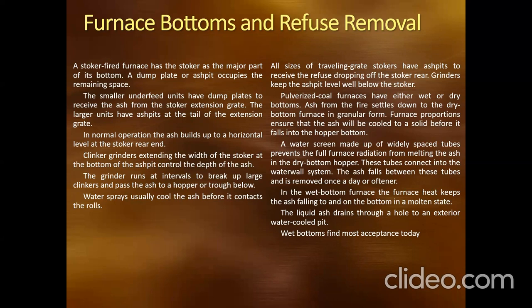Next, pulverized coal furnaces have either wet or dry bottom. Ash from the fire settles down to the dry bottom furnace in granular form. Furnace proportion ensures that the ash will be cooled to a solid before it falls into the hopper bottom. Water screen made up of widely spaced tube prevents the full furnace radiation from melting the ash in the dry bottom hopper. This tube connects into the water walls. The ash falls between this tube and is removed once a day or oftener.